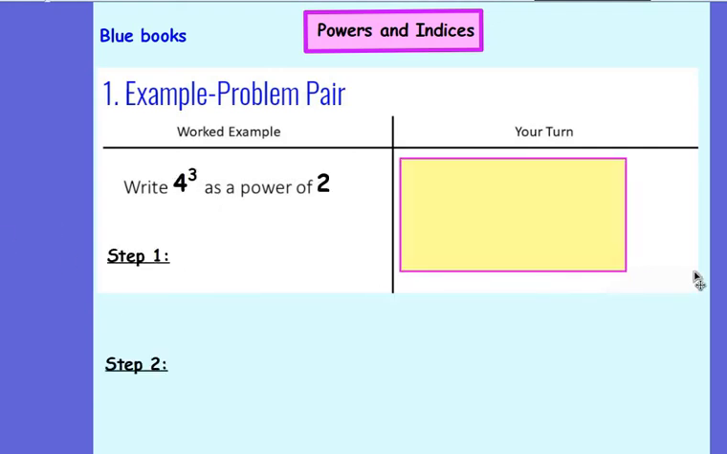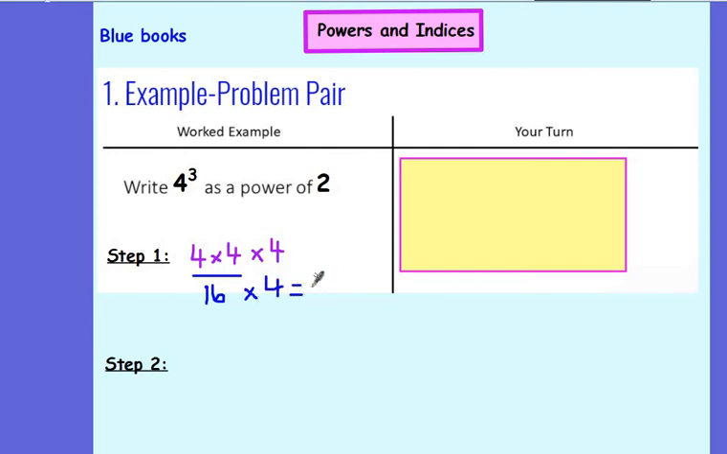Let's have a look at a trickier example. I've been asked to write 4 to the power 3 as a power of 2. This time, the first thing I'm going to do is work out what 4 to the power 3 is. What does 4 to the power 3 mean, Sophie? 4 to the power 3 means 4 times 4 times 4. Now 4 times 4 would give me 16.